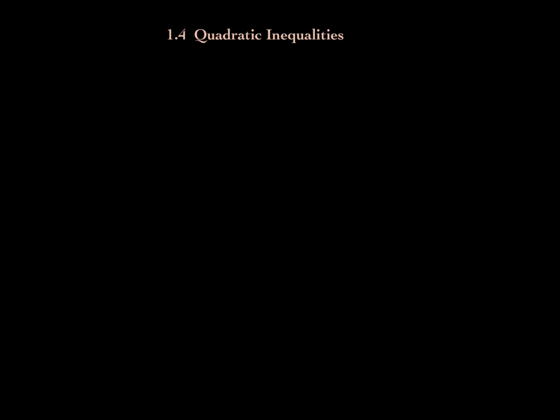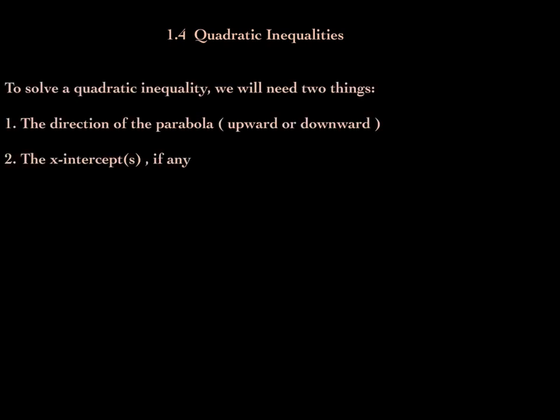Now remember, we were talking about linear functions a few lessons ago. In order to find an x-intercept, the point at which the graph crosses the x-axis, you let y be 0 and then solve for x. So here's our strategy. To solve a quadratic inequality, we'll need two things: the direction of the parabola, meaning is it opening up or down, and the x-intercepts.